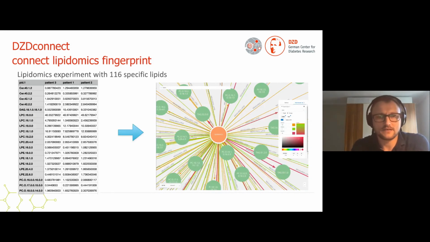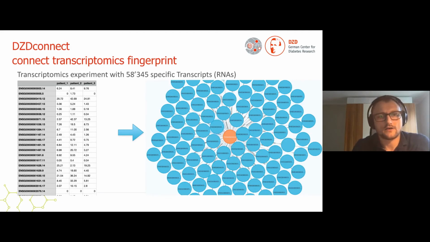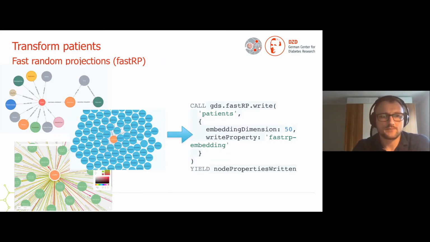In addition to the clinical data, we do so-called molecular fingerprints. And these are basically experiments where we can specifically measure here 116 specific lipids with the intensity. And on a transcript or on RNA level, 58,000 RNAs that we can measure from the patient's blood. So we have a fingerprint, we integrate that into Neo4j. And now the question is, which of the patients is more similar to another patient, or which is more likely to have the same response to the disease?